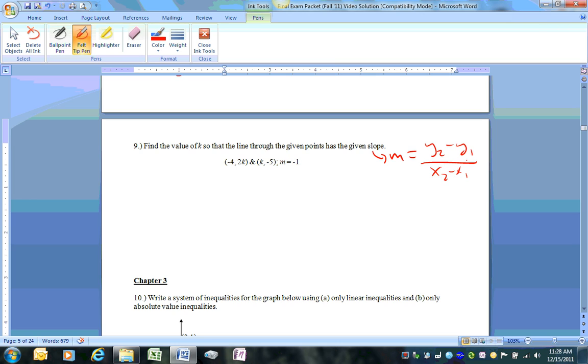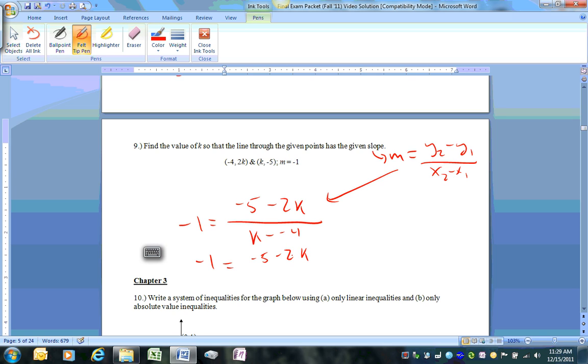M equals y2 minus y1 over x2 minus x1. So just plug it in. We know m is negative 1. We know the y coordinates are negative 5 and 2k. And the x coordinates are k and negative 4. So negative 1 equals negative 5 minus 2k over k plus 4. Then you want to multiply both sides by k plus 4. So you get negative k minus 4 equals negative 5 minus 2k.